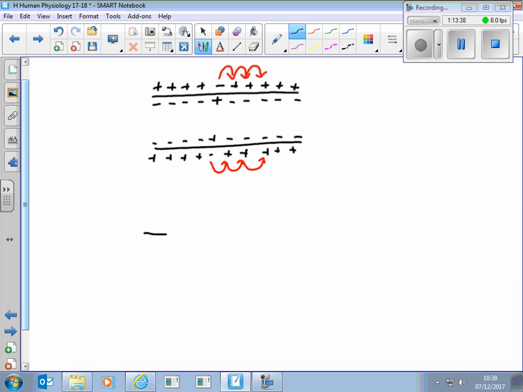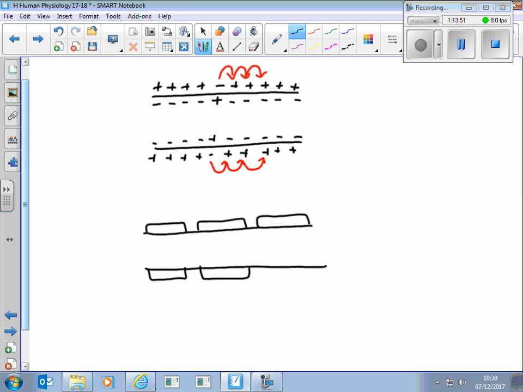If, on the other hand, you've got a myelinated neuron, you cannot move sodium and potassium through the bits of membrane where the myelin is. So the action potential will just exist here.